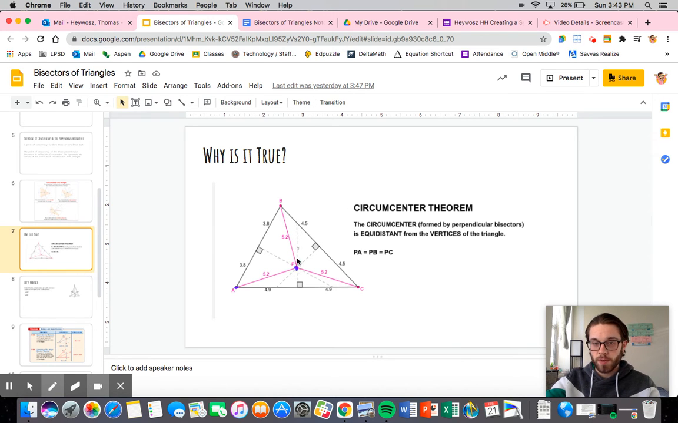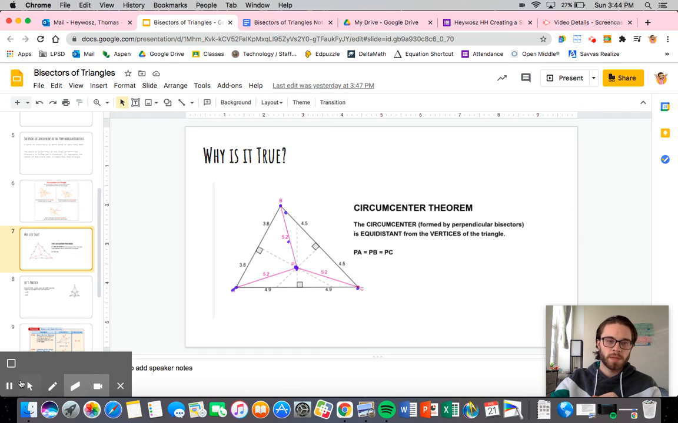See these gray dashed lines? Those are the perpendicular bisectors. The segment from the circumcenter to the vertex is not necessarily on the perpendicular bisector, but it is the same distance away from every single vertex. That also applies even when the circumcenter is outside the triangle. So let's practice with that.